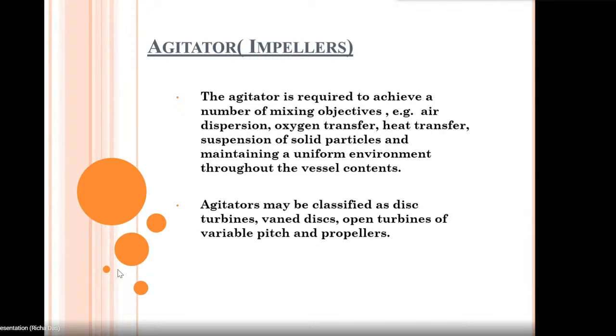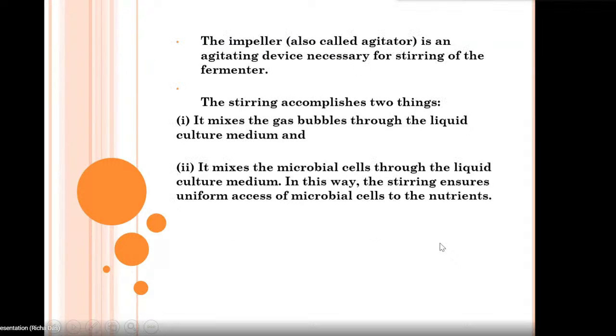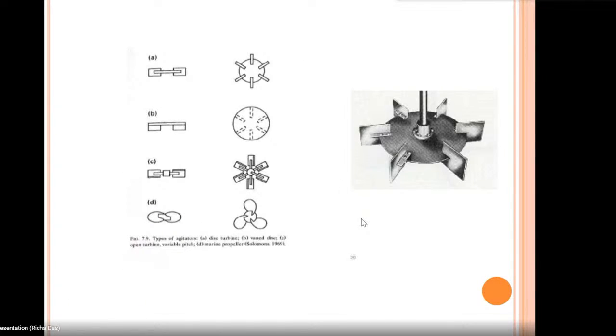Then for proper oxygen transfer, we want there to be a proper diffusion of oxygen. So for that also impellers will be utilized. Okay, so these are the types of agitators or impellers, that is disk turbine, vane disks, open turbines of variable pitch, and propeller. So let us see the diagram here.